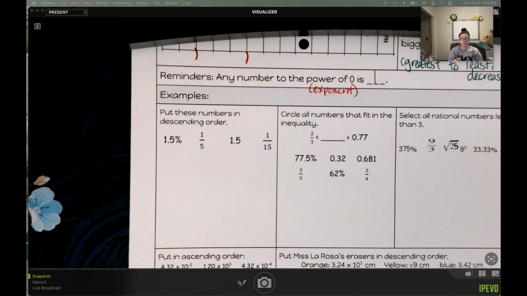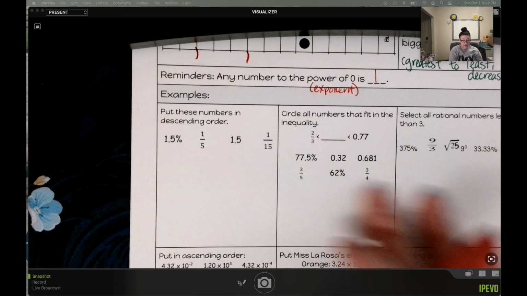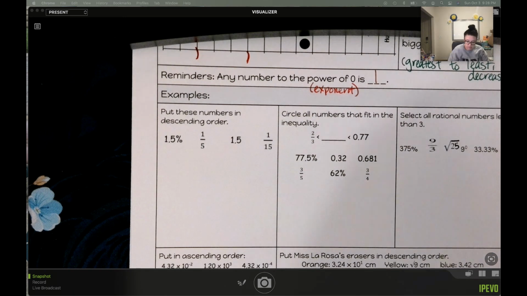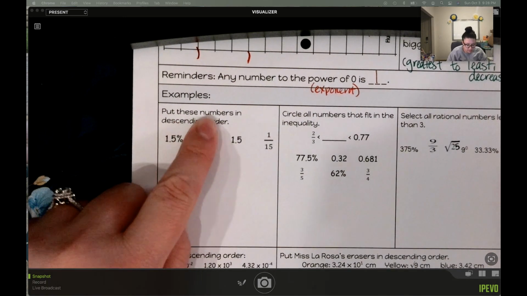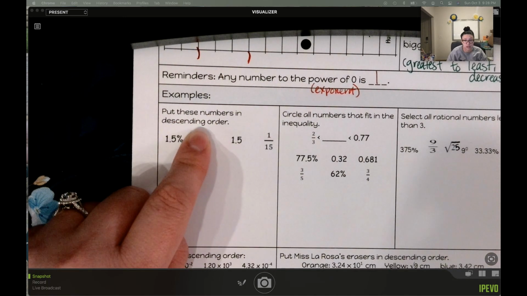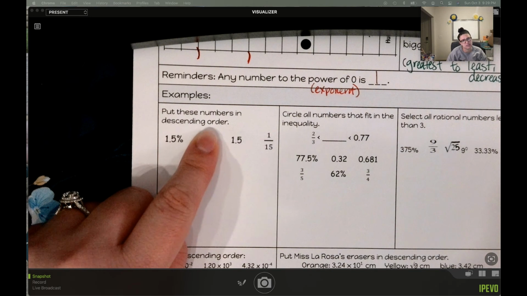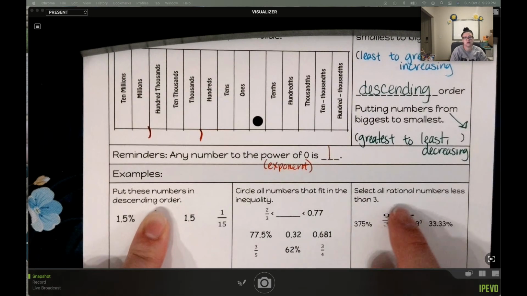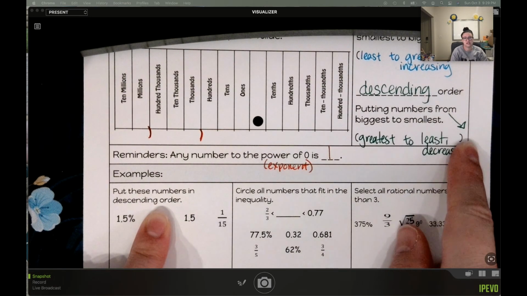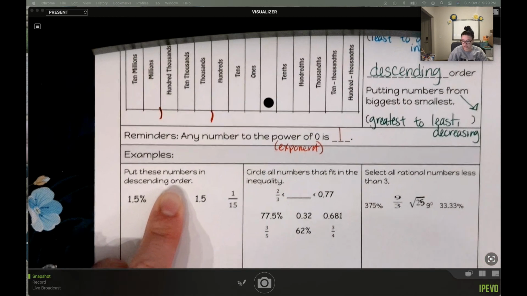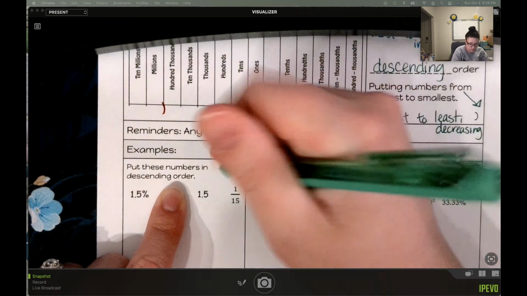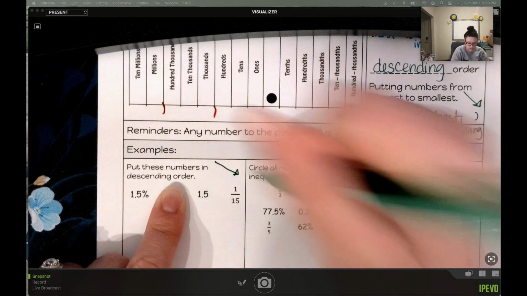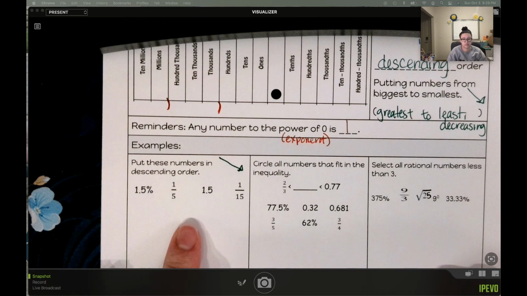Let's go through and do some examples. There's a few different ways that you can see questions where they're asking you to compare or order numbers. And so these are 5 different ways that you might see them. This first one, we want to put these numbers in descending order. What does descending mean again? We're going from big to small, greatest to least. My numbers are decreasing. So we're going to go from biggest number down to our smallest number.